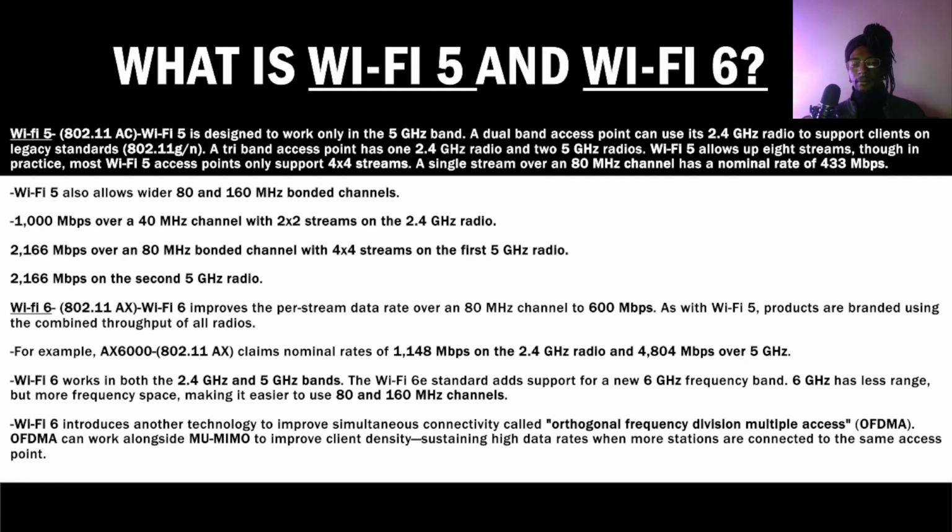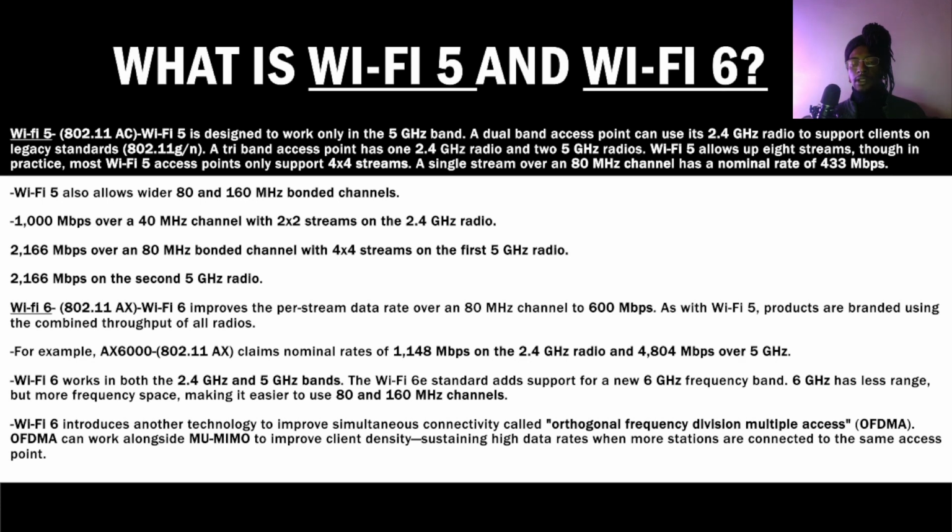Wi-Fi 6, 802.11ax, improves the per stream data rate over an 80 MHz channel to 600 megabytes per second. As with Wi-Fi 5, products are branded using the combined throughputs of all radios. For example, 802.11ax claims nominal rates of 1,148 megabytes per second on the 2.4 GHz radio and 4,804 megabytes per second over 5 GHz.